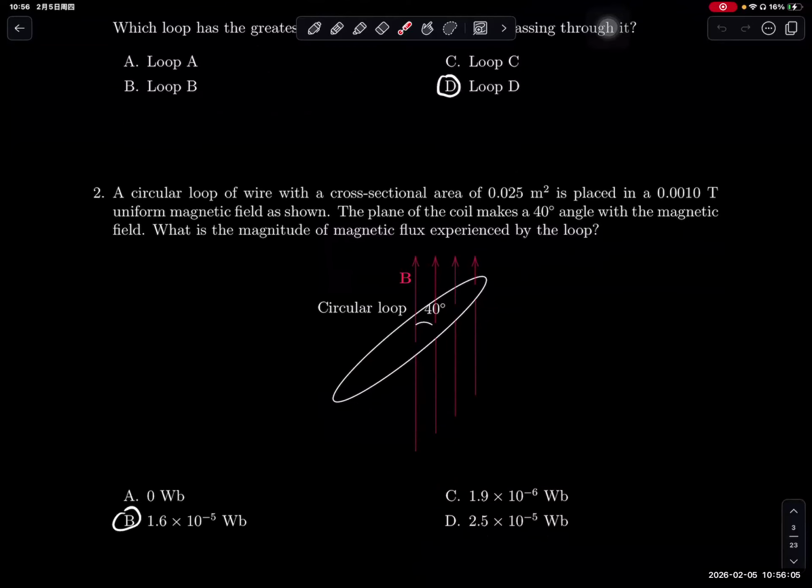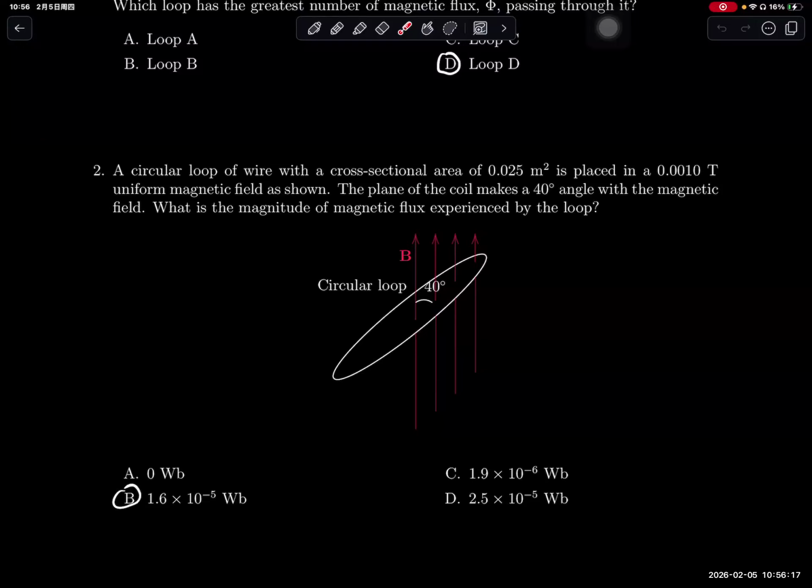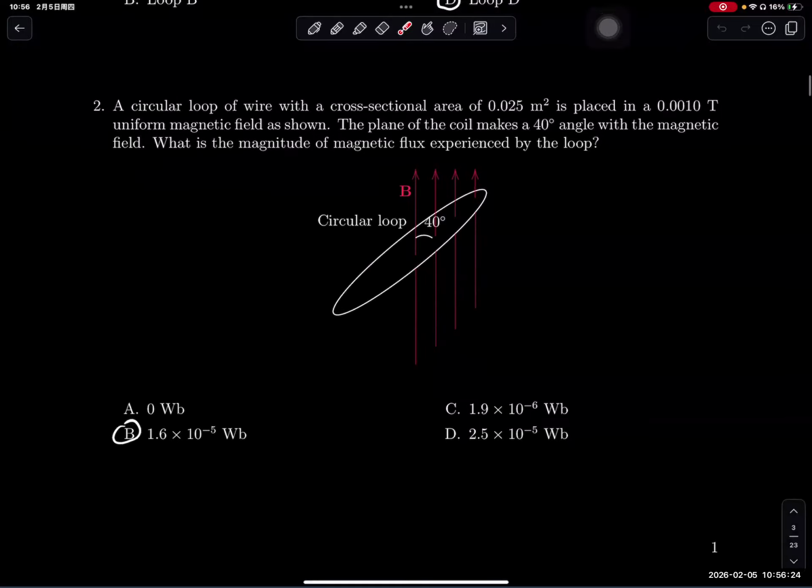Question two, a circular loop of wire with a cross-sectional area of 0.025 meters squared is placed inside a 0.001 Tesla uniform magnetic field as shown. The plane of the coil makes a 40 degree angle with the magnetic field. What is the magnitude of the magnetic flux experienced by the loop?